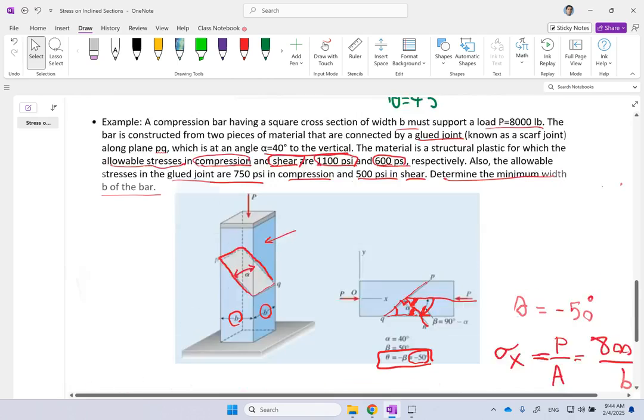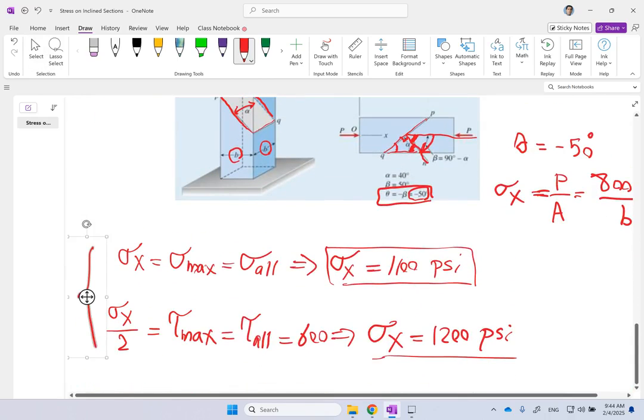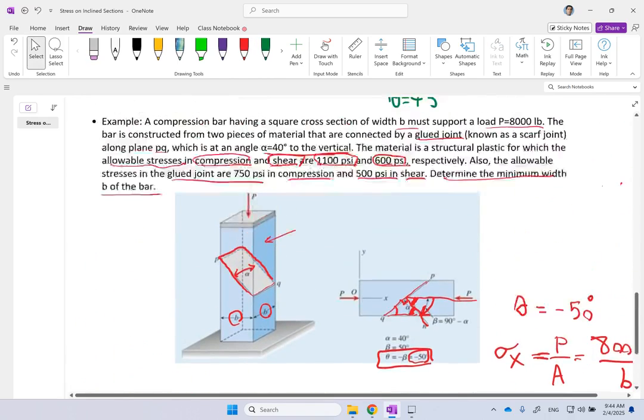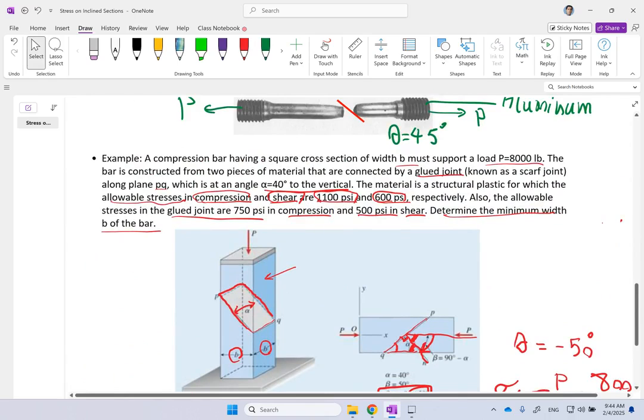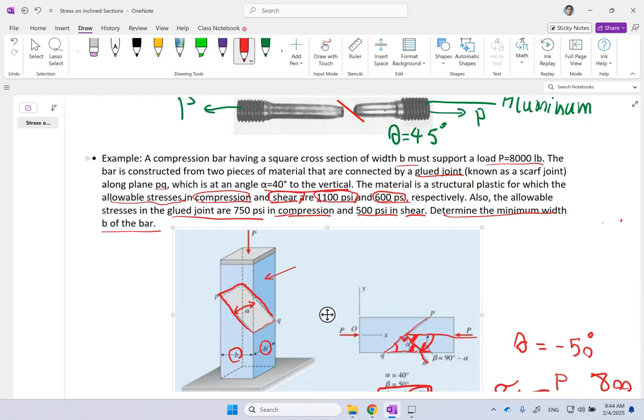Now, that's not enough, because not only do I have these two limits from the material, I should get some other limits from the glue joint as well. The glue joint, also under compression and under shear, has these numbers. It has 750 psi for compression and 500 for shear. So we have to use those values as well, and based on that, we should also get some values for sigma x.